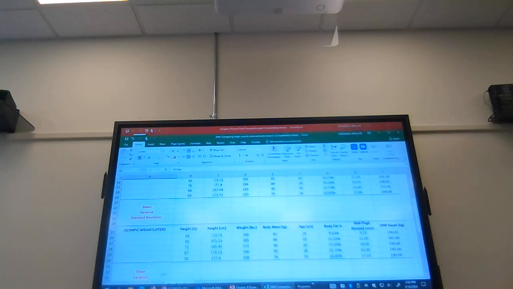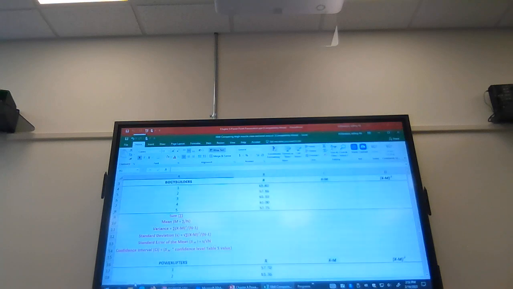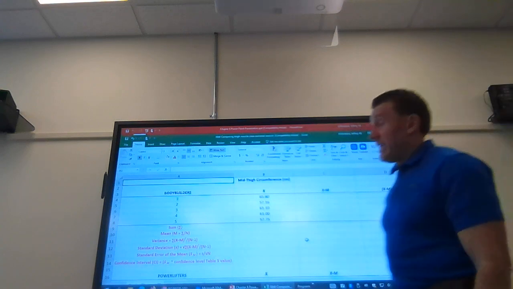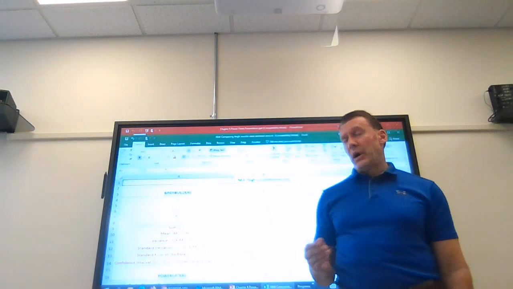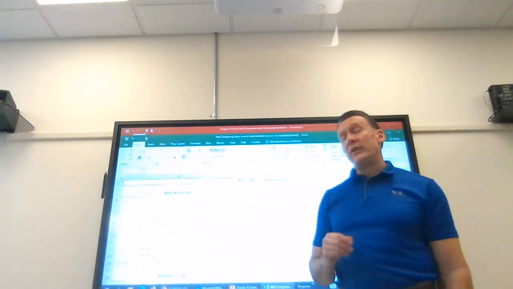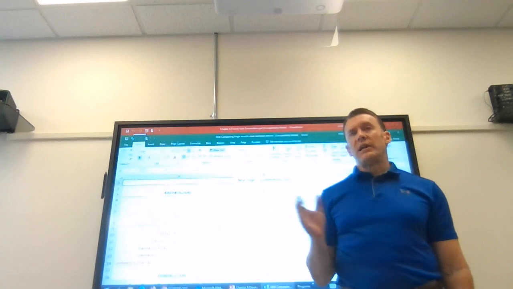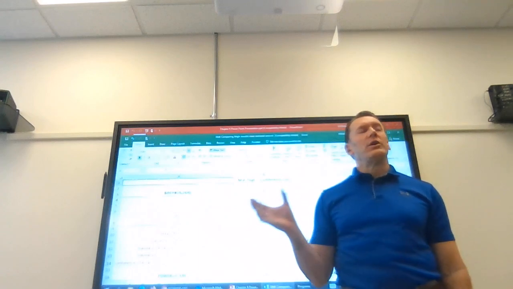So that's one spreadsheet. I'd like you to go back to the first one that was opened up, and I'd like you to do some of that same process that you saw in the PowerPoint for mid-thigh circumference. This is set up in that way, so you can see that process of getting the mean and then the variability.